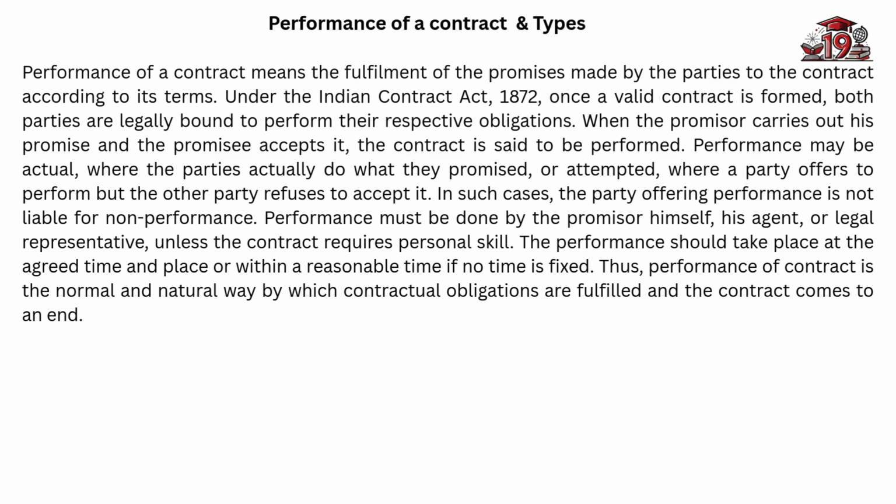Performance must be done by the promissor himself, his agent, or legal representative, unless the contract requires personal skill. The performance should take place at the agreed time and place or within a reasonable time if no time is fixed. Thus, performance of contract is the normal and natural way by which contractual obligations are fulfilled and the contract comes to an end.